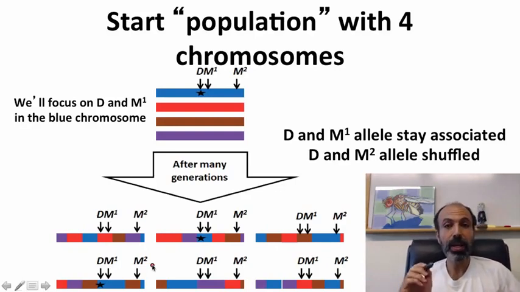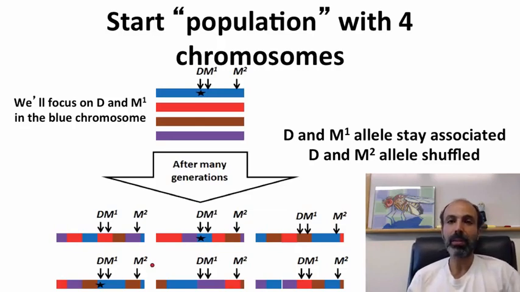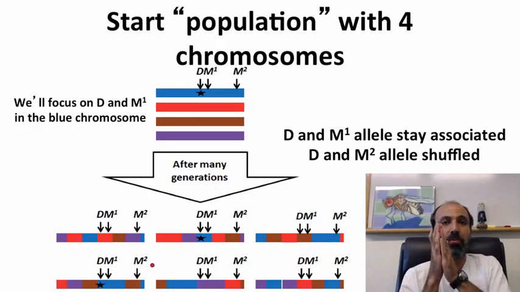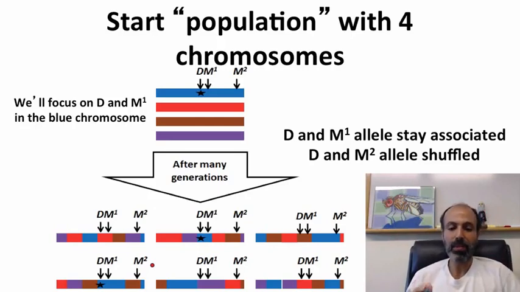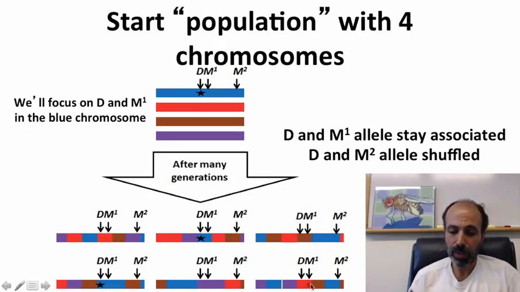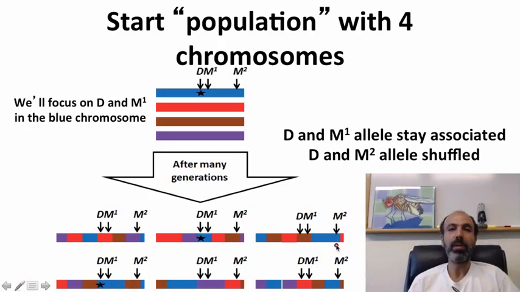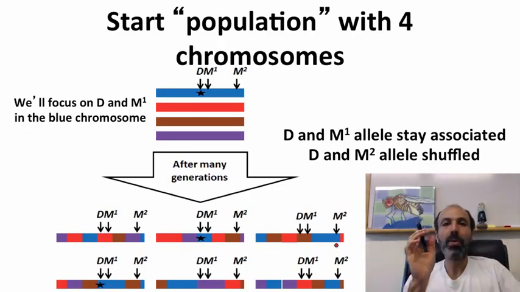Now, what you see nonetheless, even though there's been this shuffling, is the same principle that we saw before with genetic mapping and crosses: things that are very close to each other tend to remain associated. Things that are farther apart don't have that same tendency. So when we look at D and M1, you tend to have the same type there, blue with blue, brown with brown, red with red, purple with purple, blue with blue, etc. For D and M2, we don't see this association. Here it's red with purple, blue with brown, brown with blue, etc. They've become dissociated from each other. D and M2 have become dissociated, whereas D and M1 remain associated.